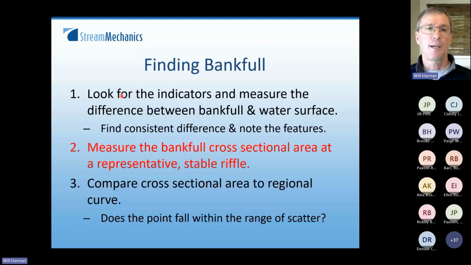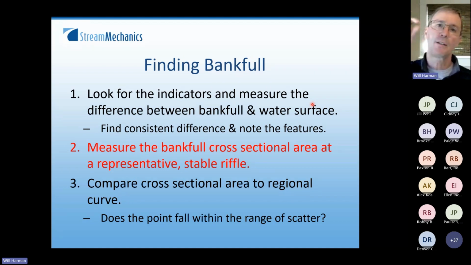All right, so this is step one, is looking for those indicators, measuring the difference between bankfull and water surface. I just want to make one thing I'm not going over in this presentation, but I want to point you to the user manual to find, and that is when you do have those benches and those benches are sloped or flat, we do give guidance in the user manual to help you determine, is bankfull the front of the bench or the back of the bench?